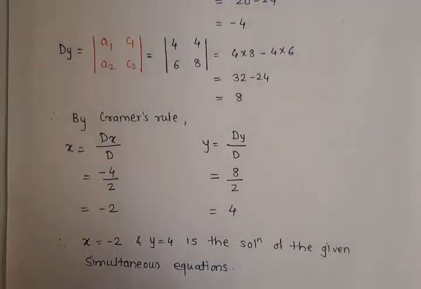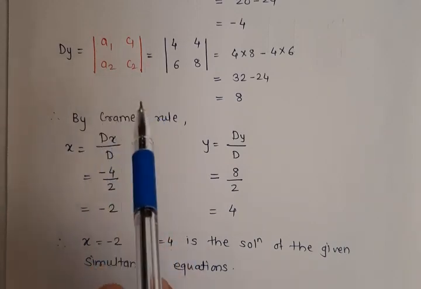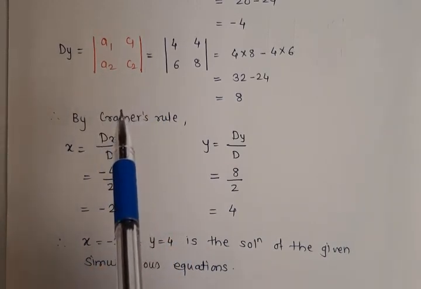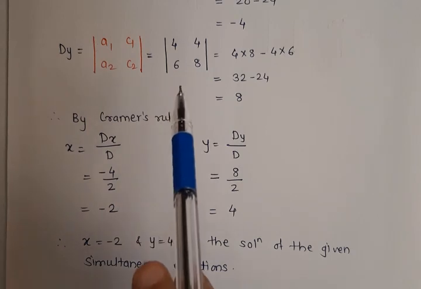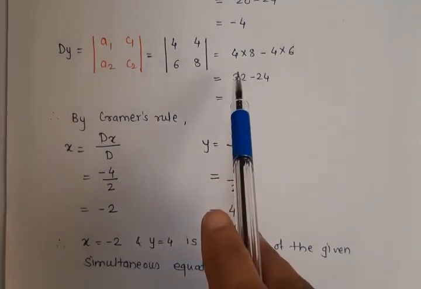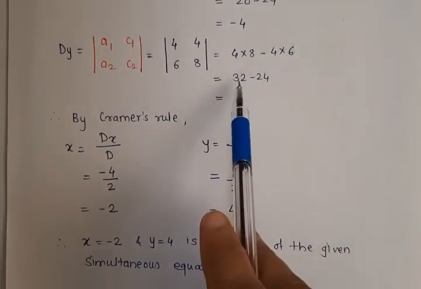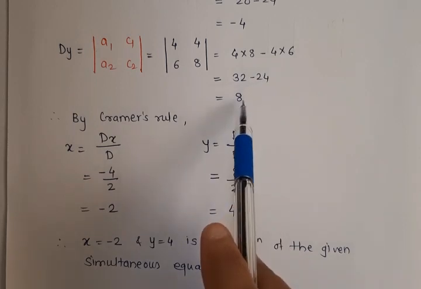Now we have to find the value of dy. dy is nothing but a1, c1, a2, c2. So here we substitute the values of a1, c1, a2, c2, and we get 4, 4, 6, 8. Again do the cross multiplication: 4 into 8 minus 4 into 6, so 32 minus 24 equals 8.